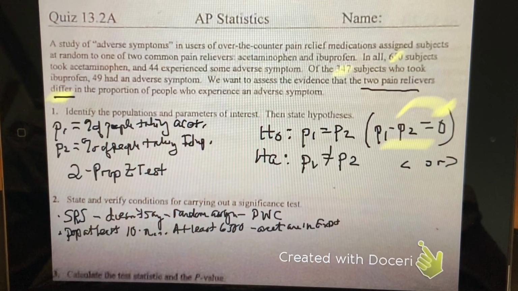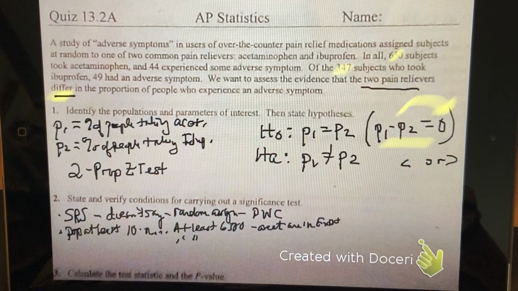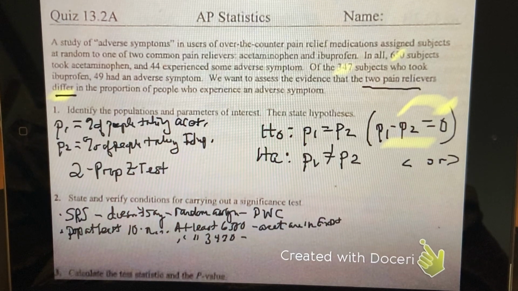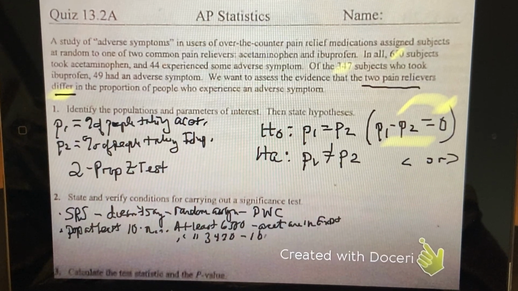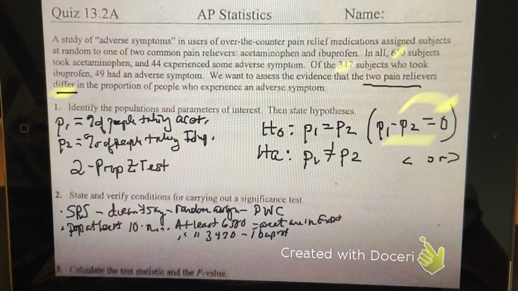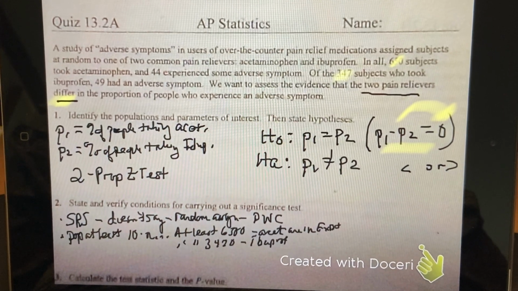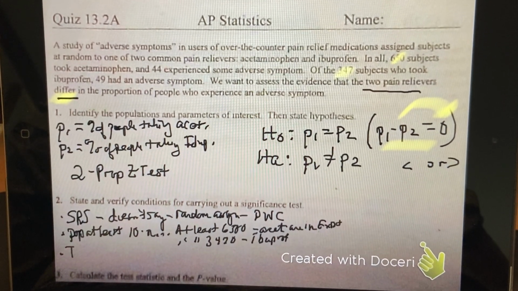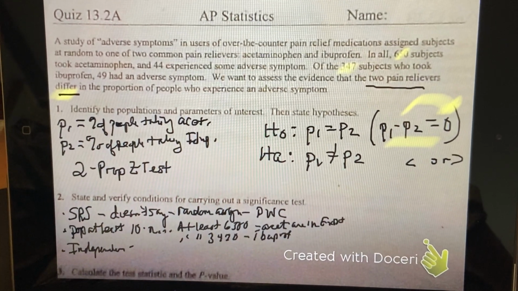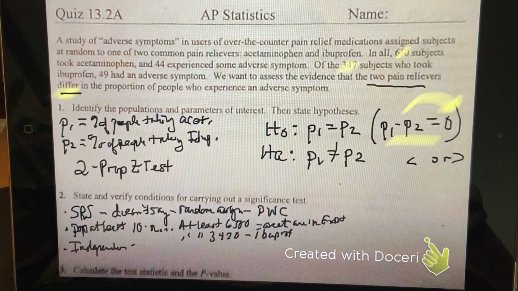And at least 3,470 people in existence take ibuprofen. Okay, so listen to me. I can't get it all written out, but just listen to me. Now we're assuming independence, so those that take acetaminophen and those that take ibuprofen have no influence on each other.